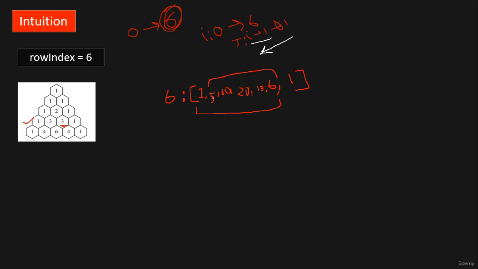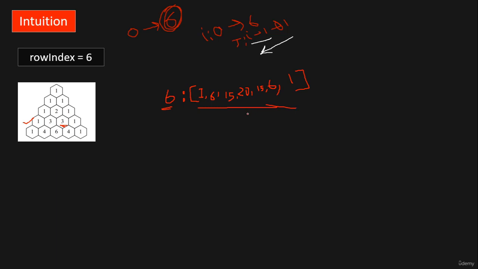Then here we have 10 and 5, so let's update this value with 15. Right here, then let's update this value with 6. So 1 plus 5 is 6, so we update this value with 6. So we get this list. This is the row at index 6. So if we're given the row index 6, we have to return this list.